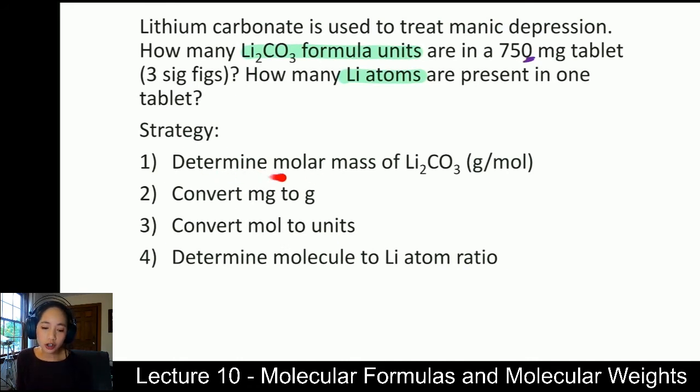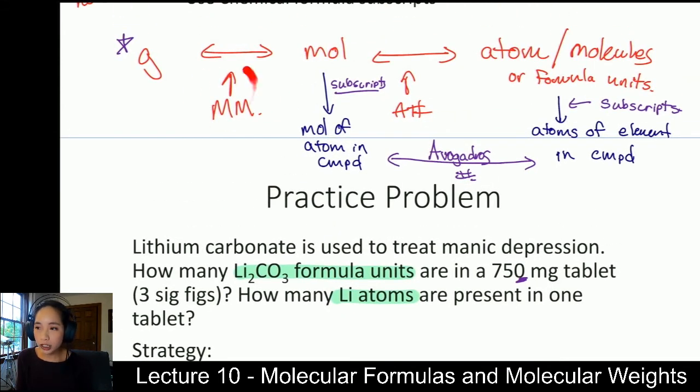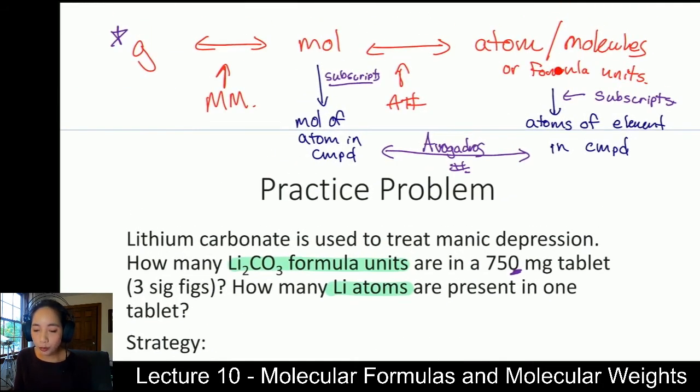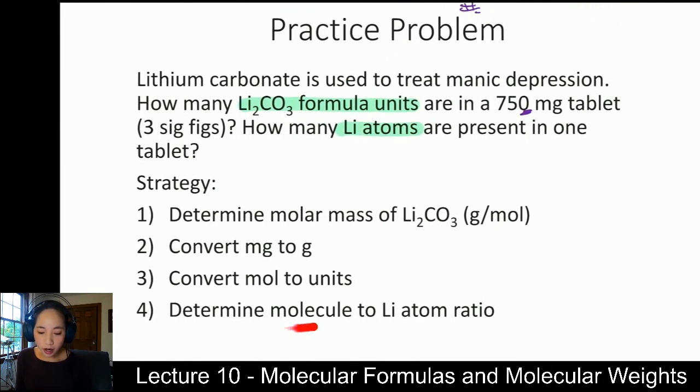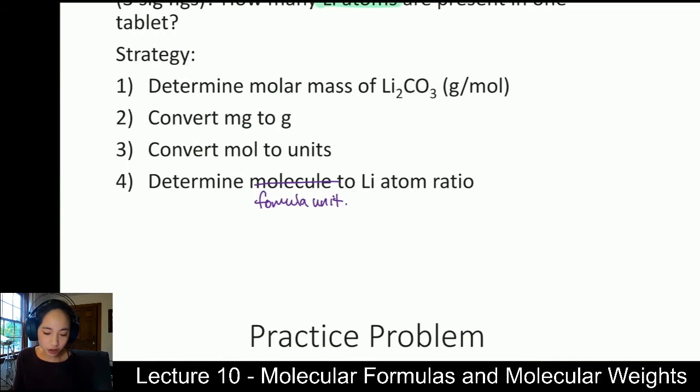So I've written my strategy here. First we need to determine the molar mass of lithium carbonate, because in order to get from grams to moles, we need to use the molar mass. We also need to convert milligrams to grams. That's pretty straightforward. And we need to convert moles to formula units. So again, I'm just laying out our roadmap here. And then finally, determine the formula unit to lithium atom ratio. So we have to figure out that ratio, and that's using the subscripts. All right, so that is our strategy.